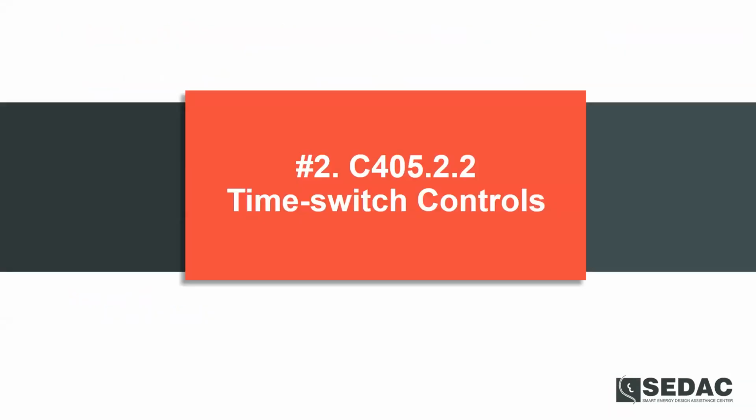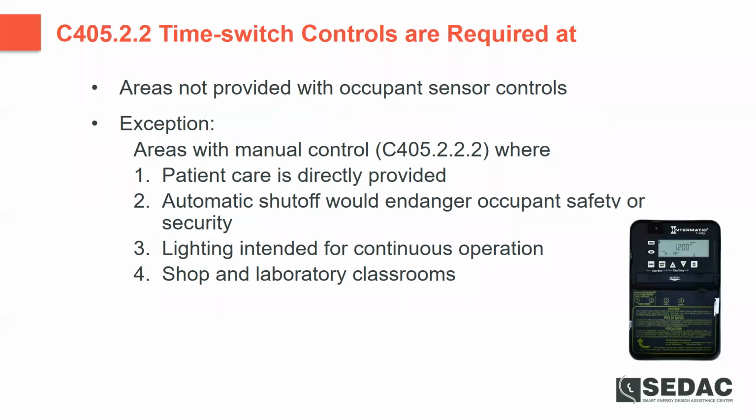Moving on to time switch controls. In spaces that are not provided with occupant sensing controls, or not required to have them in the code, time switch controls are required. Again, there are some specific exceptions listed: patient care, safety and security spaces, shops and laboratories, anywhere where there's going to be some kind of danger from the space going dark while an occupant is in that space, if lighting should automatically turn off. Those areas are exempt from this requirement.